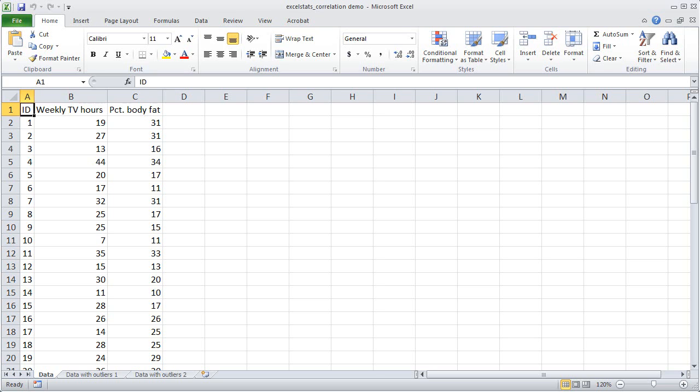Let's look at how the data are arranged, how to tell Excel to compute a regression, how to interpret the results, and finally how to check for some possible problems with the analysis.